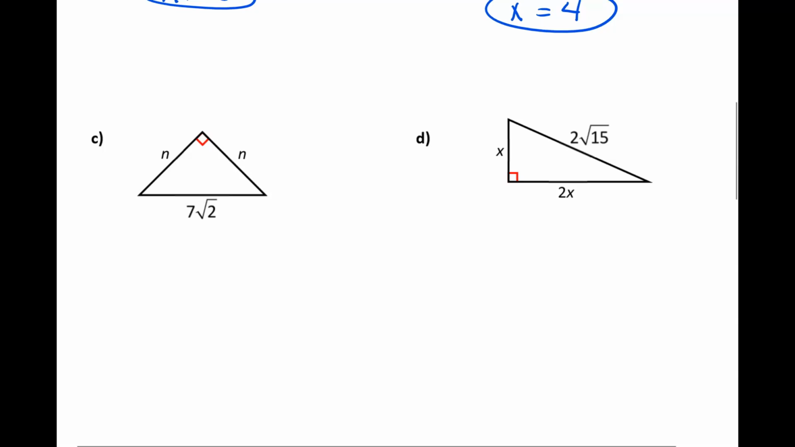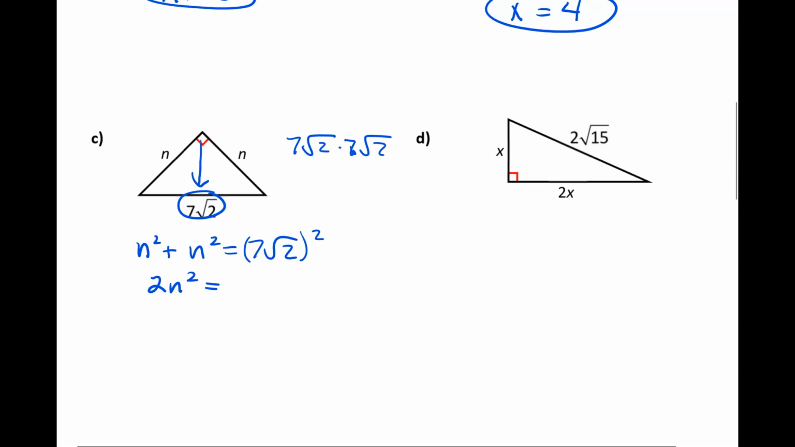All right, in C, we have a right triangle in which two of the sides are the same, and the hypotenuse is 7 root 2. So n squared plus n squared is equal to 7 root 2 squared. n squared plus n squared is 2 times n squared. Whenever we add something with itself, it's 2 times its value. 7 root 2 squared is 7 root 2 times 7 root 2. It's all multiplication, so you can do it in any order.